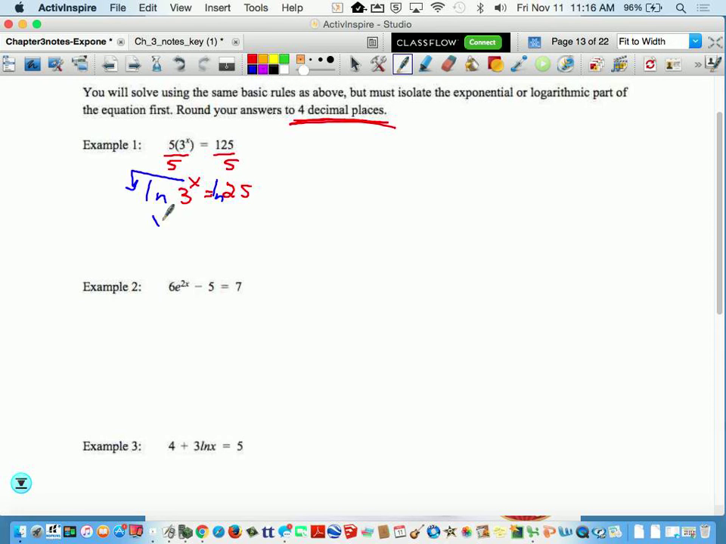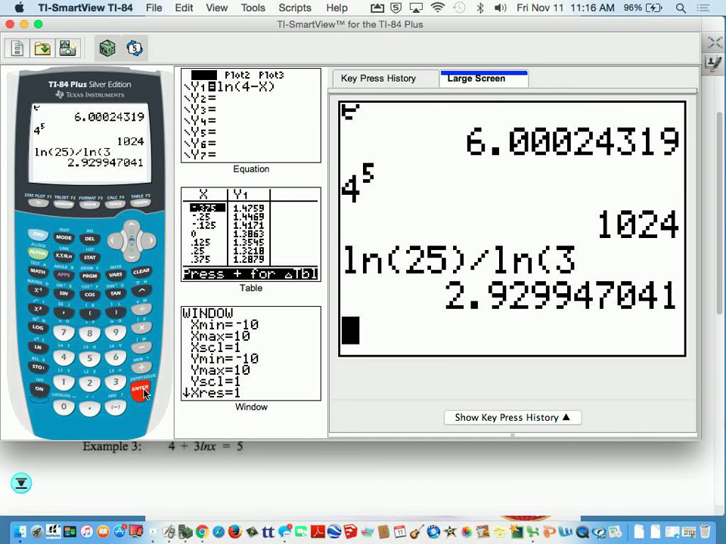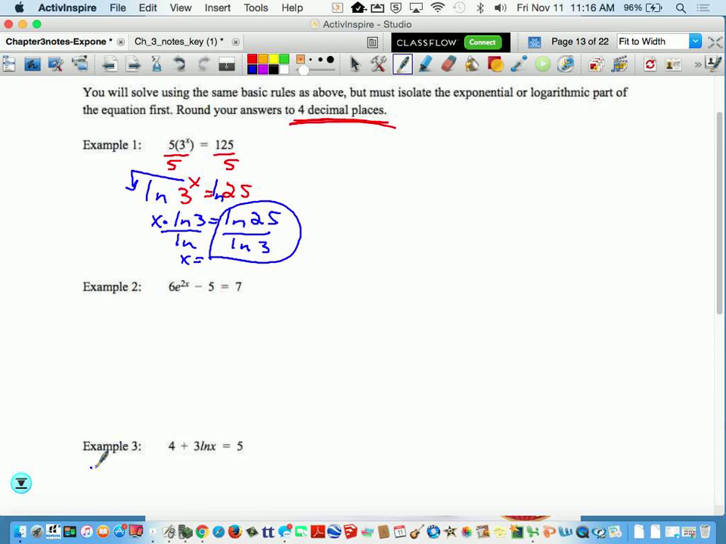The x comes down in front. Once the base is by itself, I can apply a logarithm to bring the exponent down in front. Or you can rewrite it in logarithmic form and do a base change. I'm doing the same thing. Now divide by ln of 3. So my x is that. And I can go to the calculator and type in ln of 25, close it, divided by ln of 3, hit enter, and it's 2.9299. That would be a good answer.